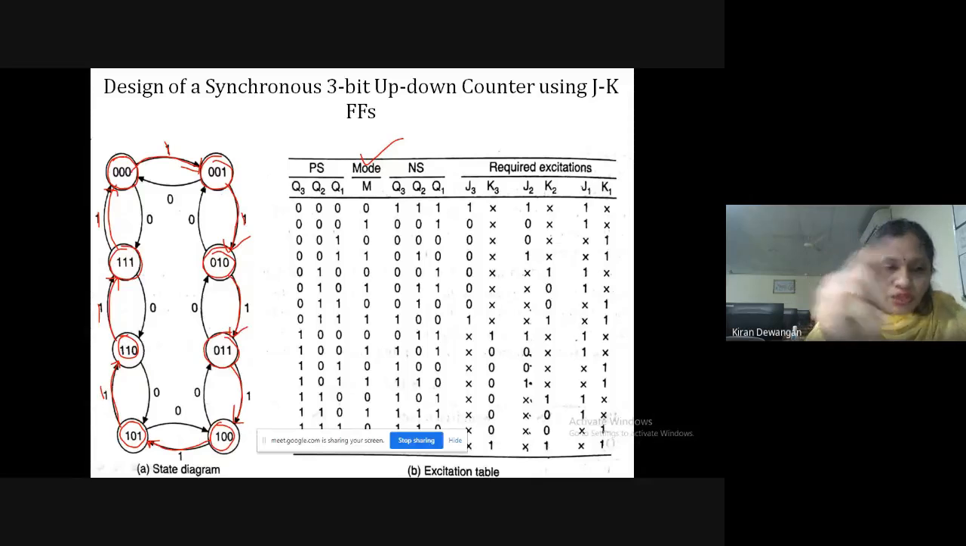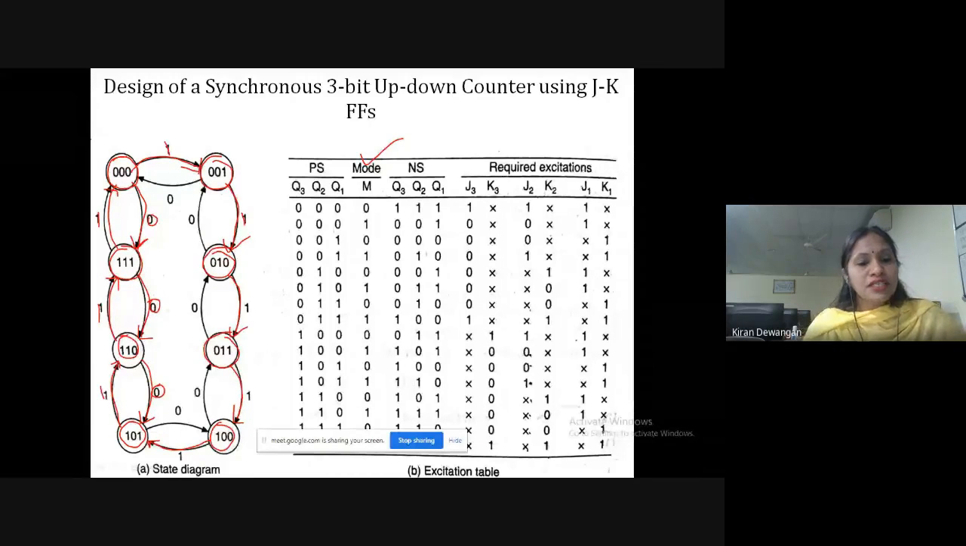Now for down counting, 0, 0, 0 goes to 1, 1, 1, and again from 1, 1, 1 it goes to 1, 1, 0. So for down counting, we have chosen mode as 0. For these, the mode will be 0. Okay? So this is how we'll complete our state diagram. Now let's see the excitation table.